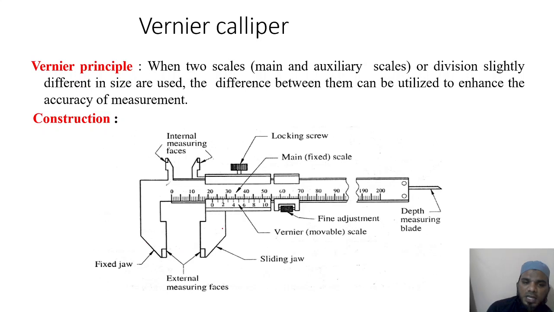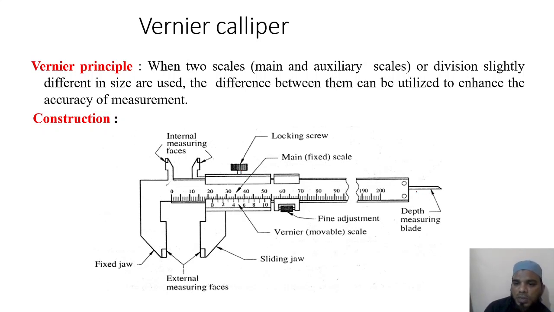One is the fixed jaw, another is the movable jaw. In between these two, we can identify the external diameter. By using these two, we can identify the internal diameter. After moving to a particular distance, if you want to fix the scale, you can rotate this knob so that you can hold the position.